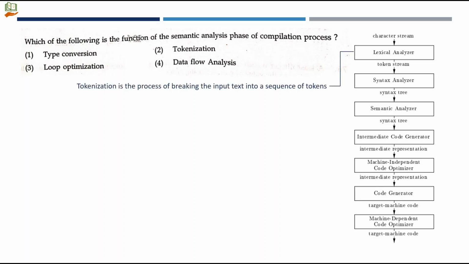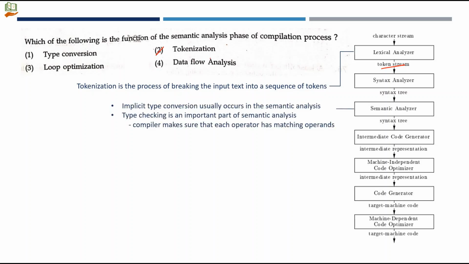Tokenization is associated with lexical analyzer. This is the process of breaking the input text into a sequence of tokens. That's why after the lexical analysis phase, the token stream is entering as the input to syntax analyzer phase. This option is not related to semantic analysis, so we will rule it out. Next, we will see about type conversion.